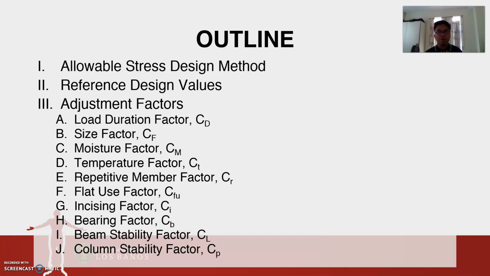The outline for the whole chapter is, first, we're going to cover some of the design applications of the allowable stress design method, which we talked about earlier in the previous lessons. And then we'll go to the reference design values. But first, we're going to discuss some essential concepts for us to be able to use the tables properly. And then the third part, which is the bulk of our discussion, will be about adjustment factors, such as those listed in the outline from letters A to J.